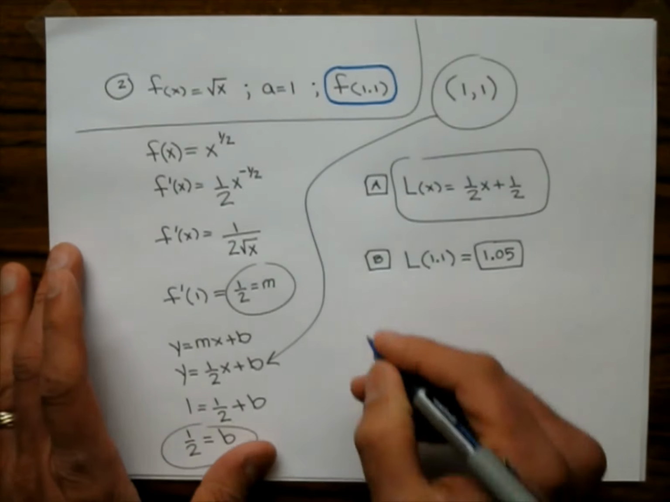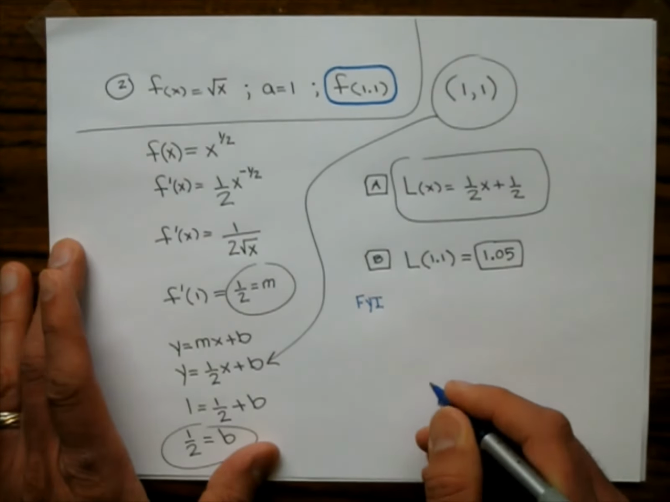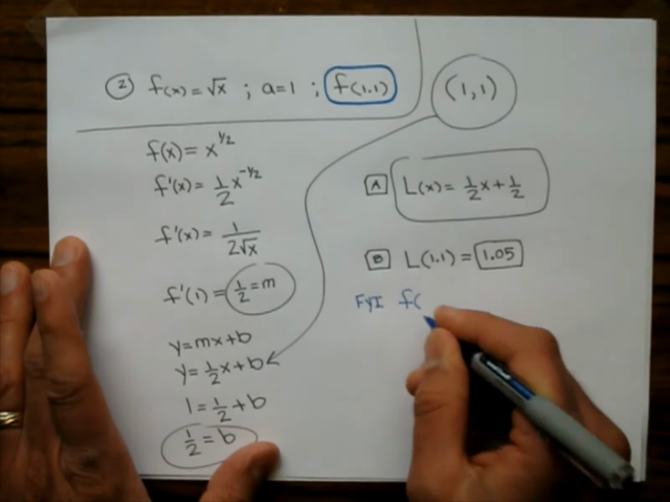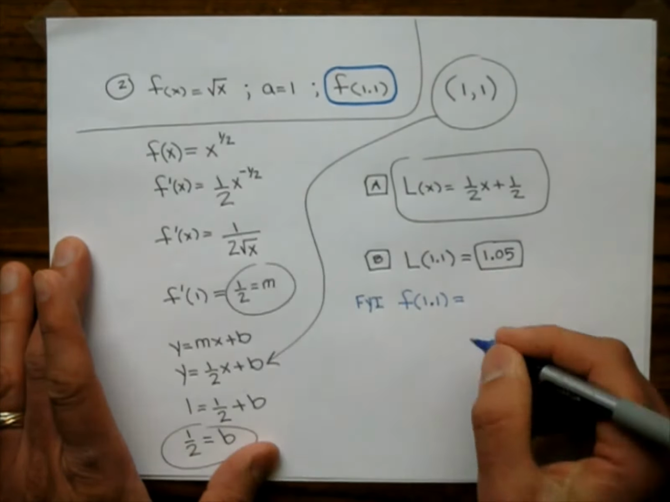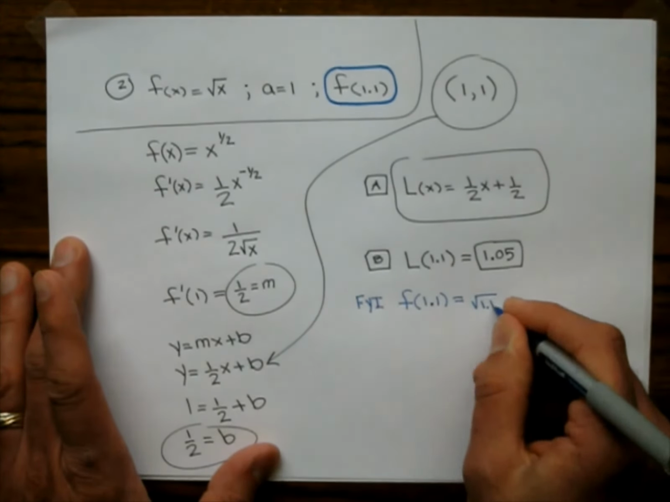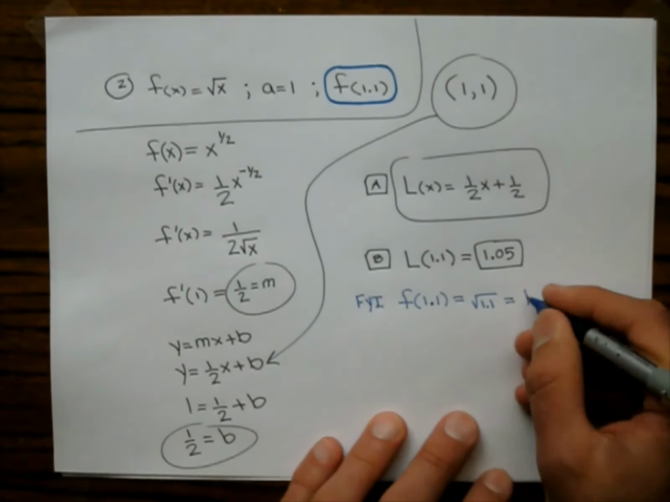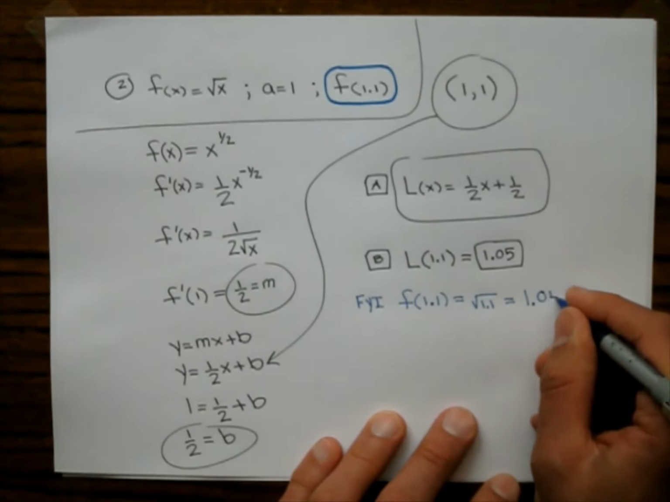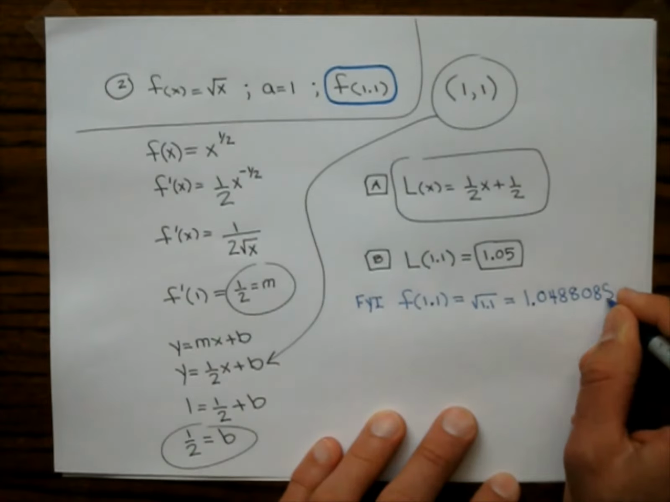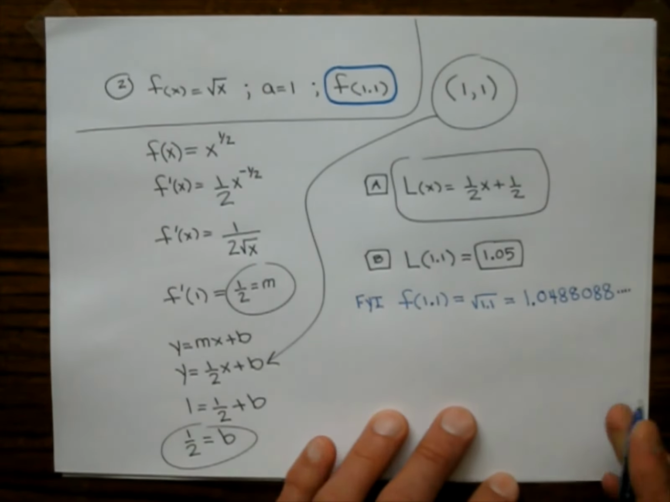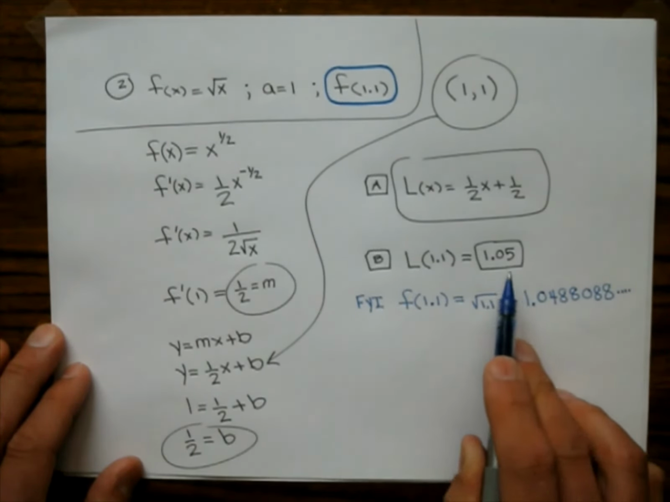Okay, now for a few math nerd moments. So this is what you don't have to do, FYI. The actual value, when you put 1.1 into the function, just the square root of x, is the square root of 1.1, which you can do on your calculator. It's an irrational number, 1.0488088, and it just keeps going. Okay, so there's no pattern. Now, I would say that these two values are very close to each other.